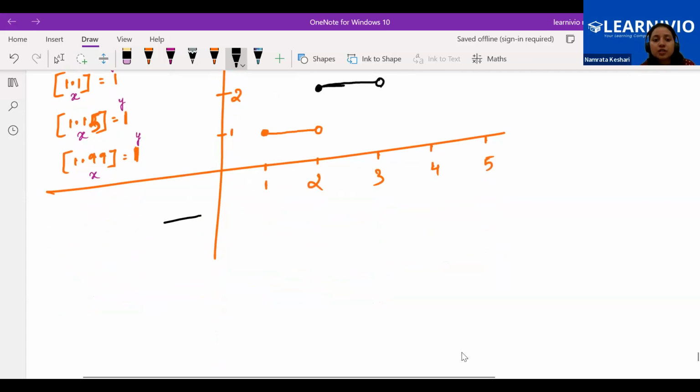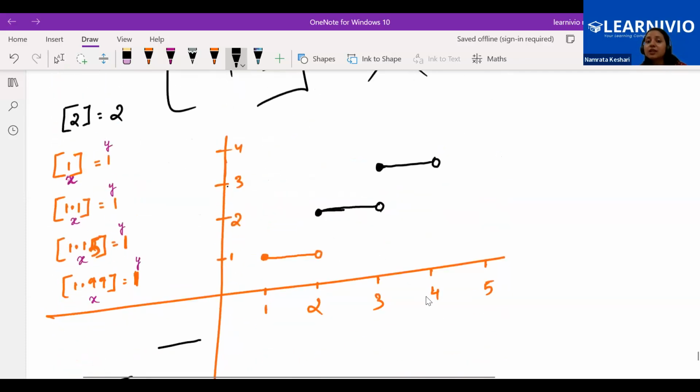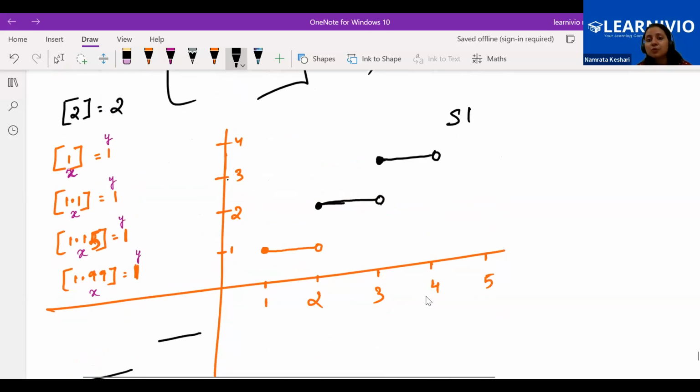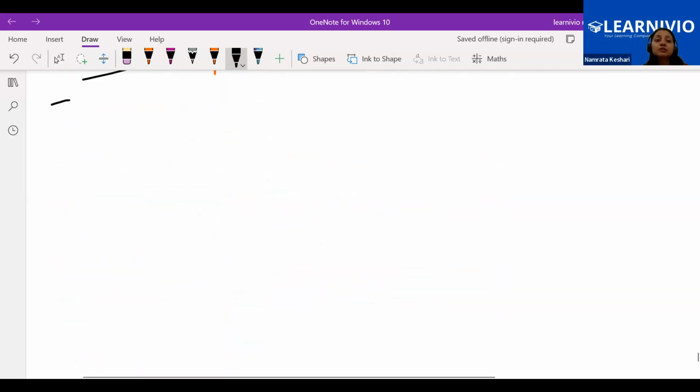Now again, what is the domain, what is the range? The graph will be like this. This is also called a step function, because you can see the graph looks like steps, a staircase. So jab bhi step function ho ya greatest integer function ho, we have to think about this function only. Now tell me quickly, what is the domain, what is the range?